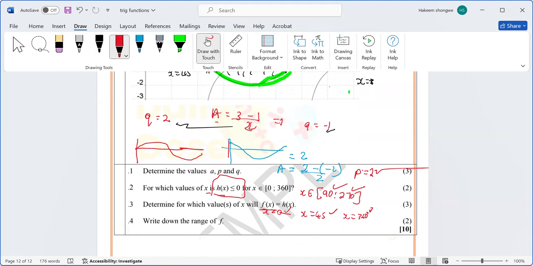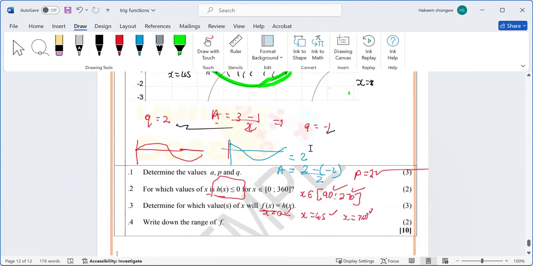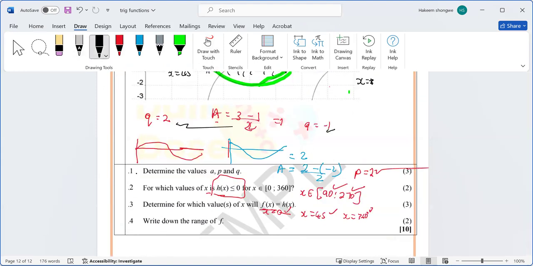F of x is equal to g of x is a point of intersection. Now, the range of f of x. As it's shown, f of x is the red one. What is the smallest value that we have for f of x? What is the biggest one that we have? So how are we going to write this? y is an element from 1 up until 3. At least this one we got it. This is our test. You check what you got out of 10.